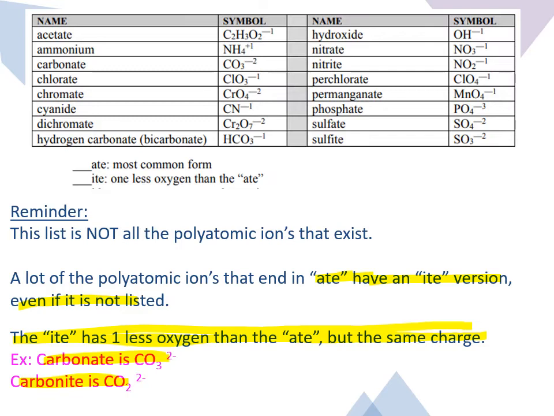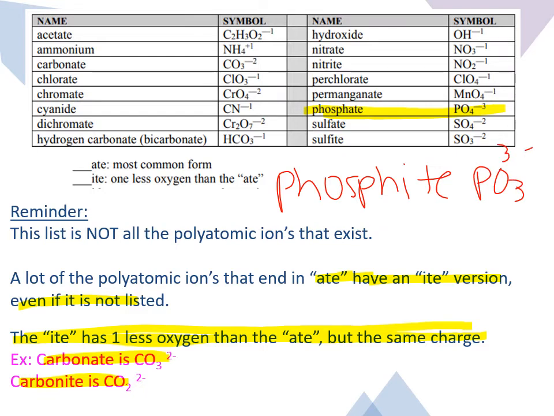Let's look at some others. Phosphate. Phosphate is PO4, 3 negative. So guess what? Phosphite is PO3, 3 negative. That ite has one less oxygen than the ate, but the same charge. And some that are on this list have ites, even though we don't have them listed.